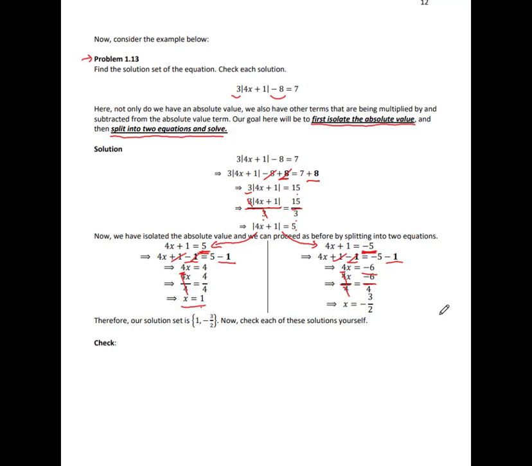Since both 4 and 6 are divisible by 2, we're going to divide both of them by 2. So negative 6 divided by 2 will give us negative 3, and positive 4 divided by 2 will give us positive 2. So what we ended up getting is x is equal to negative 3 over 2. Okay, so our solution set is 1 and negative 3 over 2.